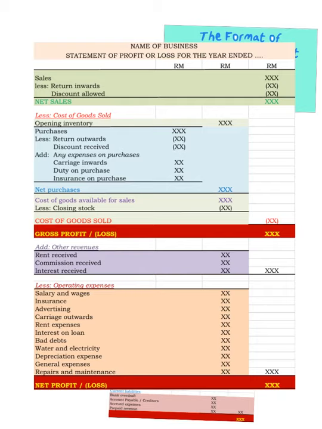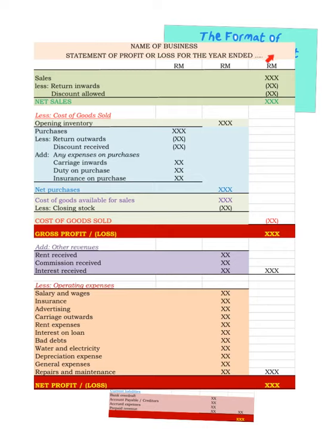Number one is what we call the statement of profit or loss. Of course, if you can see this, we must start our statement with the name of the business. Make sure you write down the name of the business at the top of the statement here. Okay, don't forget to write this. And then after that, we start with the name: statement of profit or loss for the year ended. Don't forget to write down the date here.